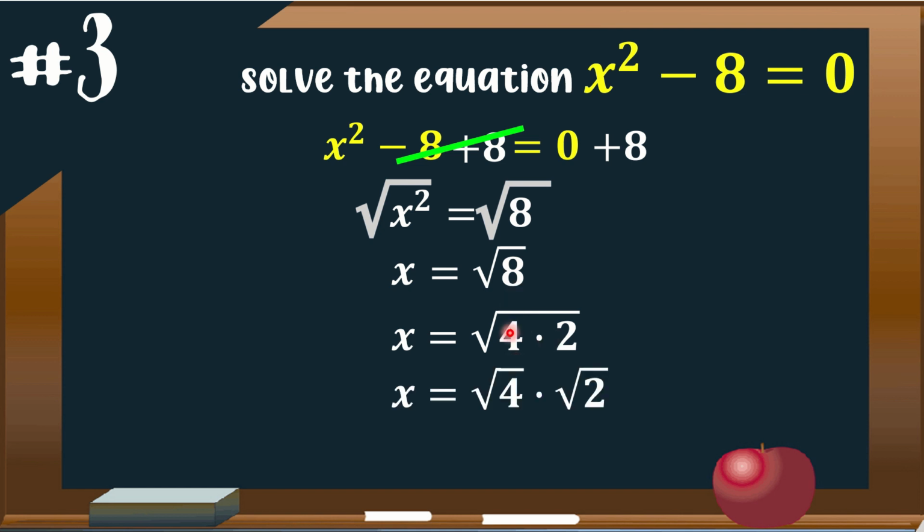Ano na lang po mangyayari? We need to get the roots of 4 and 2. There will be positive, negative 2 for the radicand 4, and the square root of 2, since wala naman siyang ibang factors maliban kay 1, so we will leave it as is. Therefore, the solution of x squared minus 8 is equal to 0 is x is equal to positive, negative 2 square root of 2.